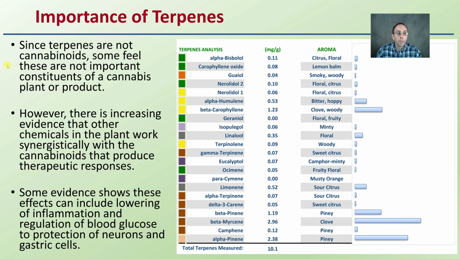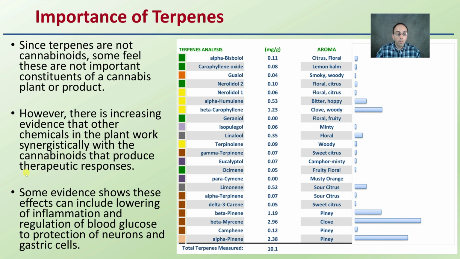Now, the importance of terpenes in general is that since terpenes are not cannabinoids, some feel they are not important constituents of the cannabis plant or product. However, there is increasing evidence that other chemicals in the plant work synergistically with the cannabinoids to produce the therapeutic response. So even though the cannabinoids, THC and CBD, get a lot of the attention, these terpenes and their profiles may have this synergistic effect. So they might be of greater importance despite their varied and sometimes lower concentrations.